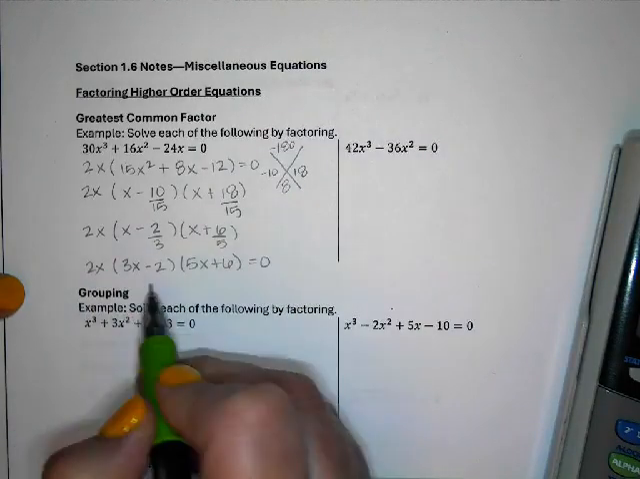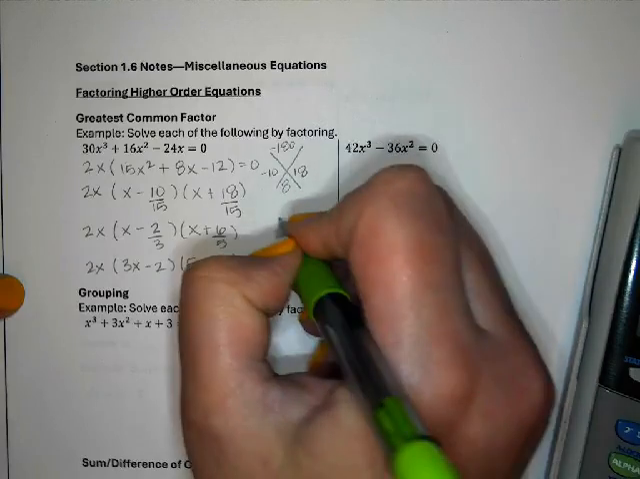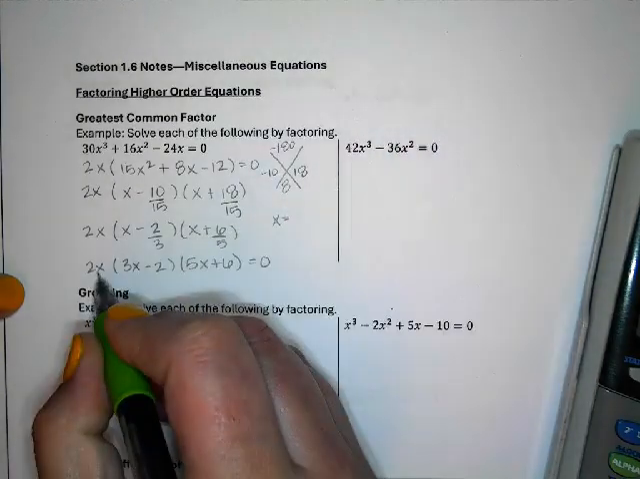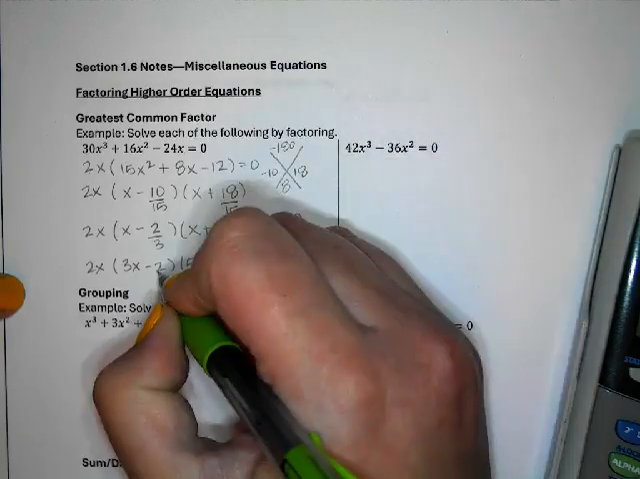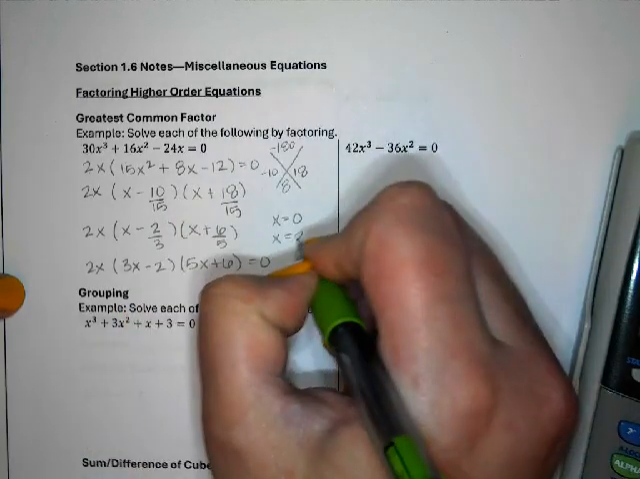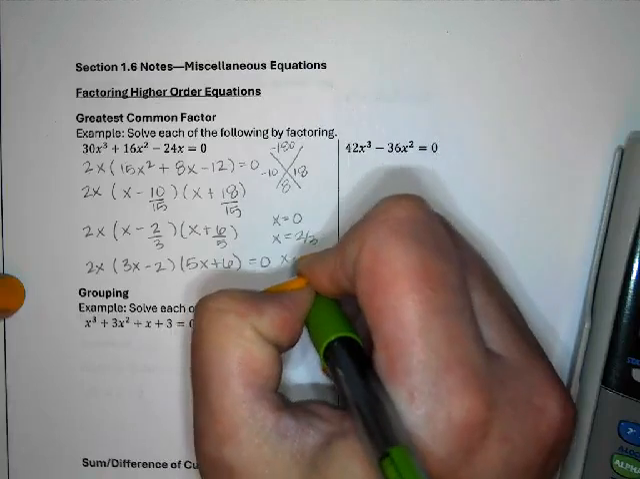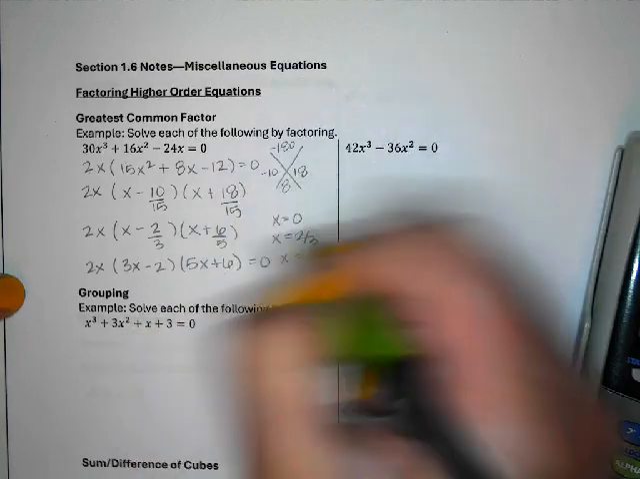The number in the front, and then these two factors here. So this x would be 0, positive 2/3, and negative 6/5.